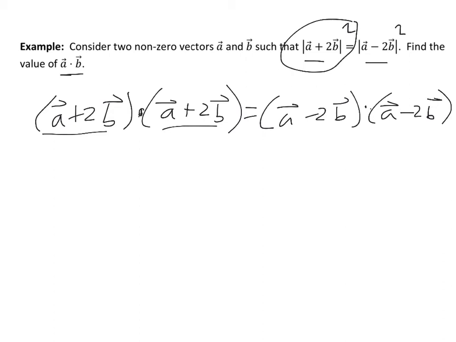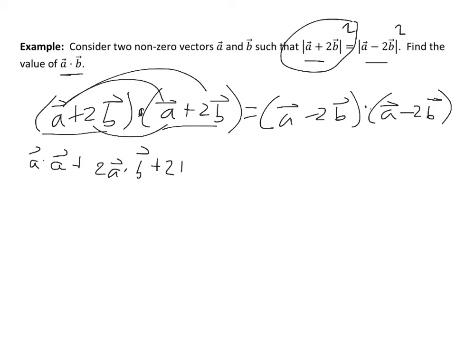And so when I FOIL this with a dot product, I'm going to end up with A · A and then plus 2A · B. I did this one with this one and this one with this one. Then here I'm going to get plus 2B · A and then plus 4B · B. And this is going to be equal to, now, frustrating, I'm running out of space here, so I'll have to write this down on the next line.